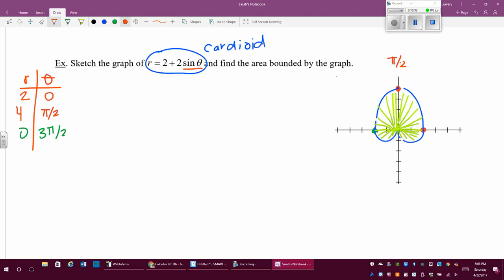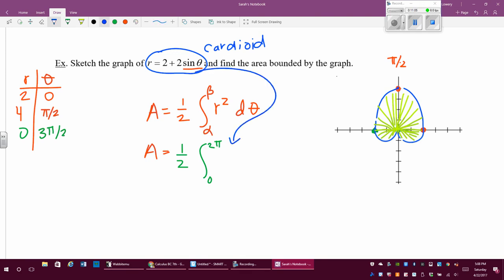Okay, now my area formula that we just derived is that area is equal to 1/2 integral from alpha to beta of r squared d theta. So in this case, I'm going to go 1/2. I want the entire area, so this thing goes from 0 to 2 pi. And I'm going to take my function 2 plus 2 sine theta. I'm going to square it, d theta.